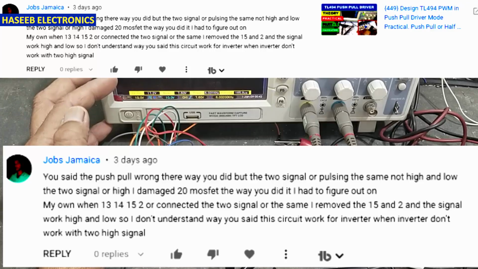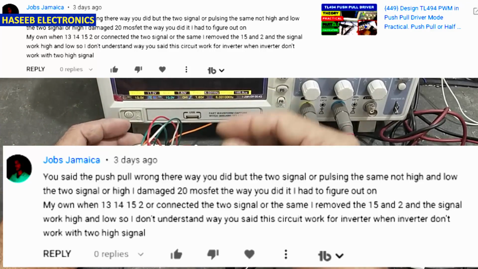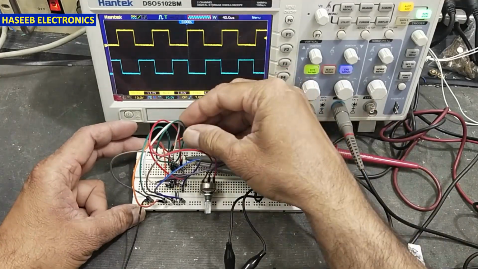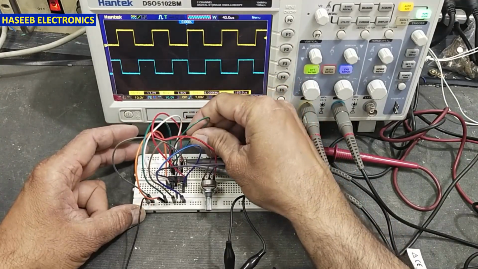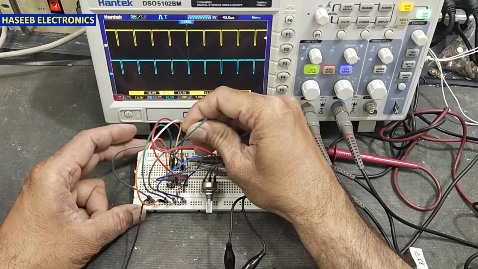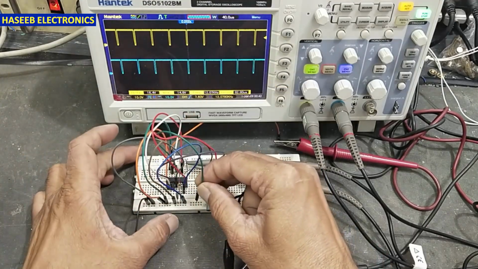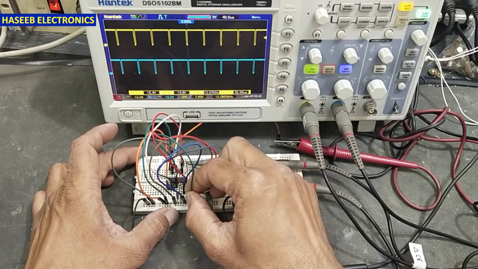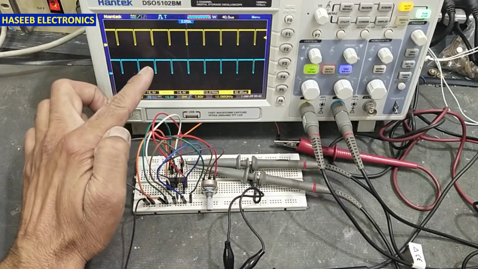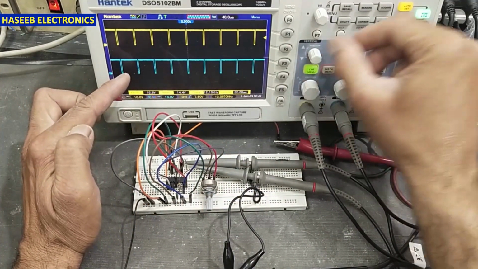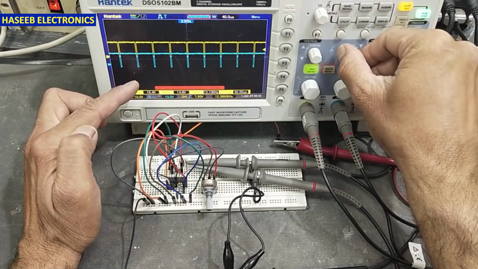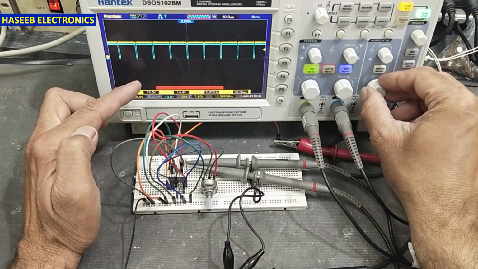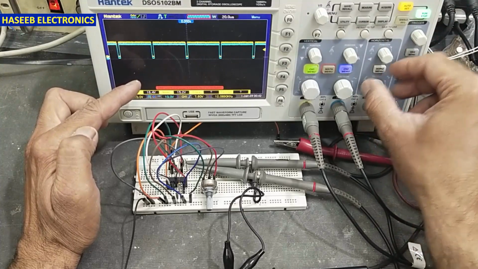Okay, let's check. First of all, I will configure pin number 13. This is pin number 13. Now it is connected to pin number 14. Now I am removing it from the reference voltage and I am connecting it here. Now it is working at the same time. We can check it now. Both signals are appearing at the same time. It is called single-ended operation.